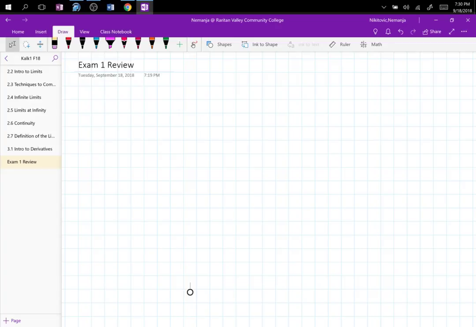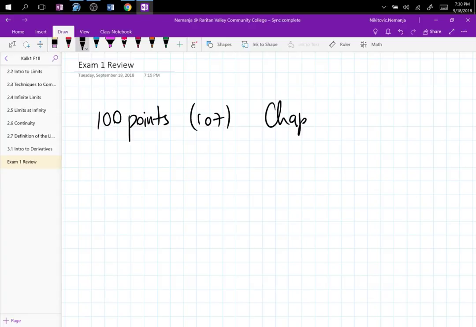So, exam 1 is out of 100 points, or 107, right? You did the quizzes. And it's on chapter 2.2 to 2.7, where 2.7 is just that definition, right? We don't have problems. We're not calculating problems from 2.7. You just have to memorize that definition for the limit, epsilon delta, and those two accompanying pictures, what they mean, right?